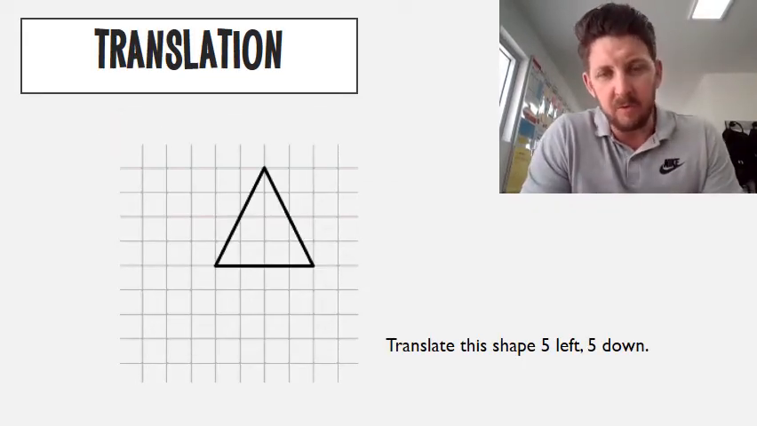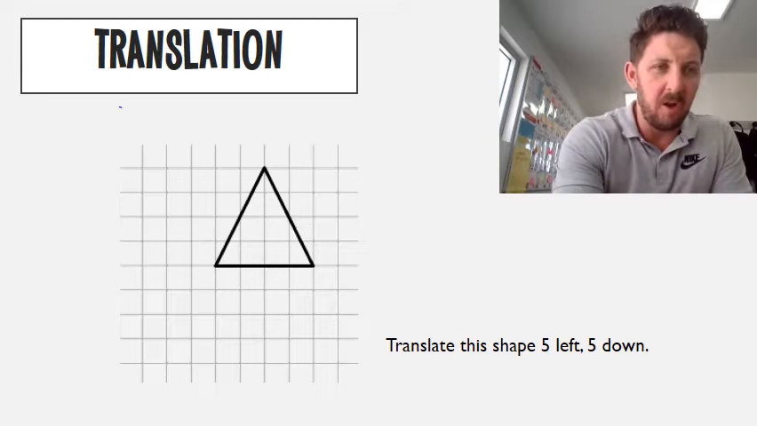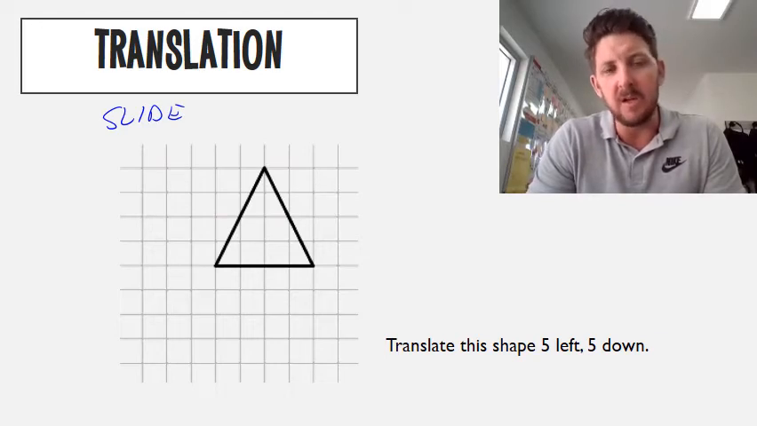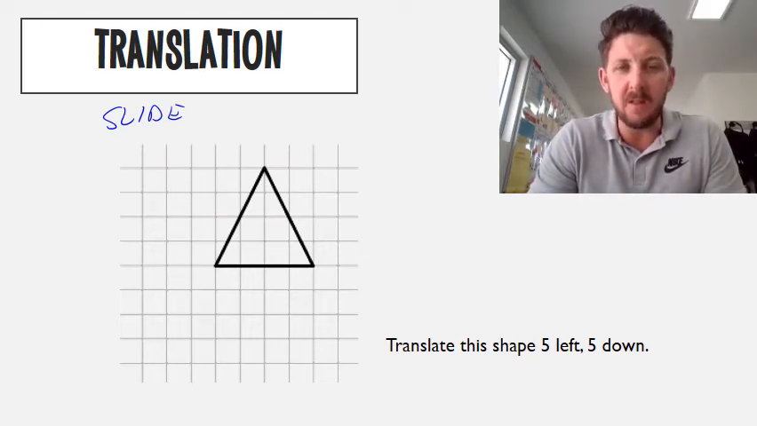Translation is the next one, and when you're translating a shape, you're going to slide it. So I'm going to write slide there. So the shape stays exactly the same. It doesn't change shape. It doesn't change the way it looks in any way. It's literally like you're just going to push it down or around your page.